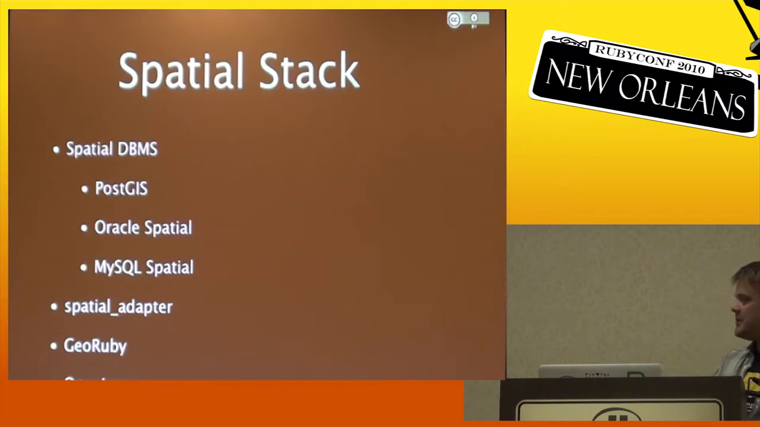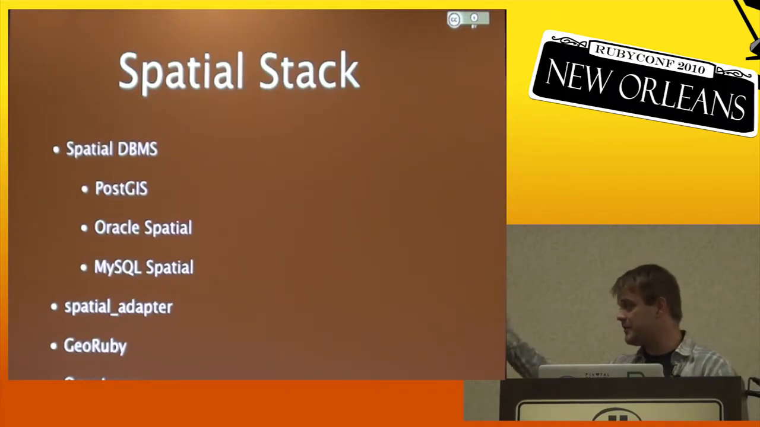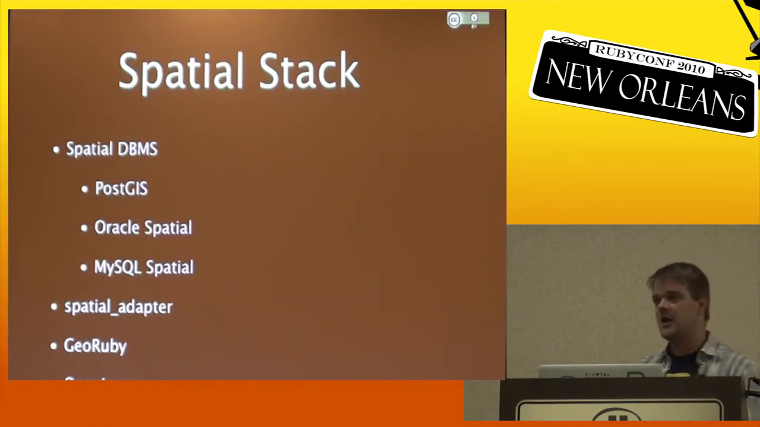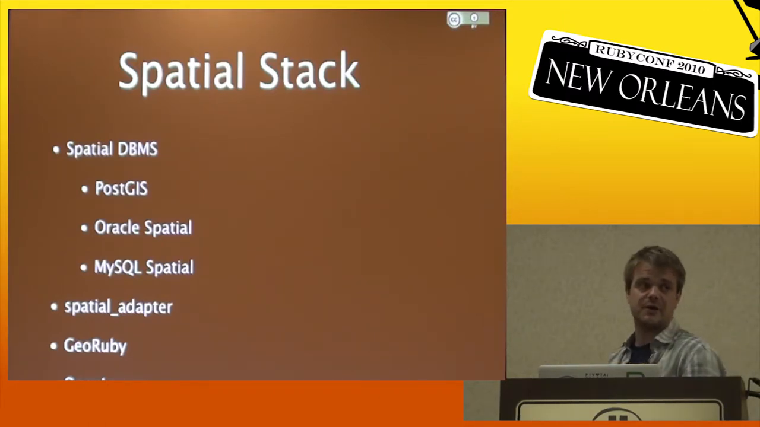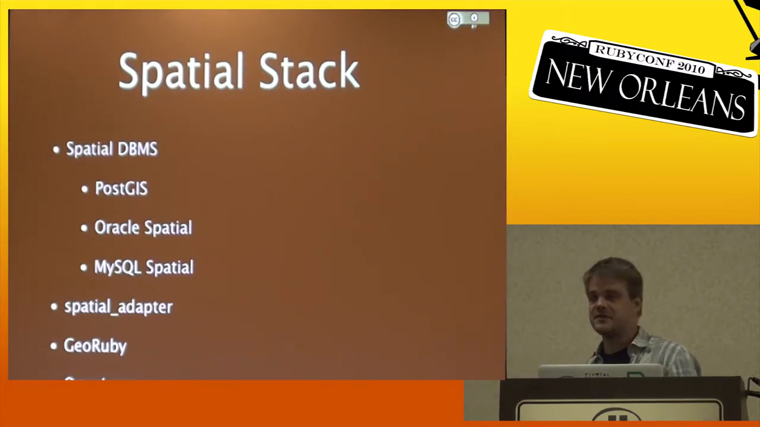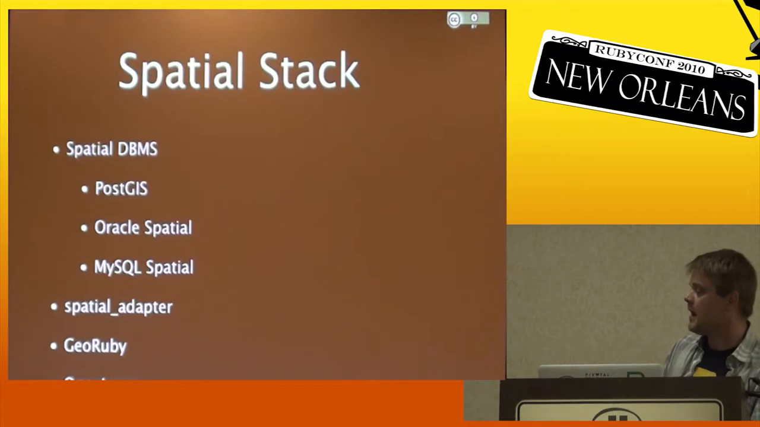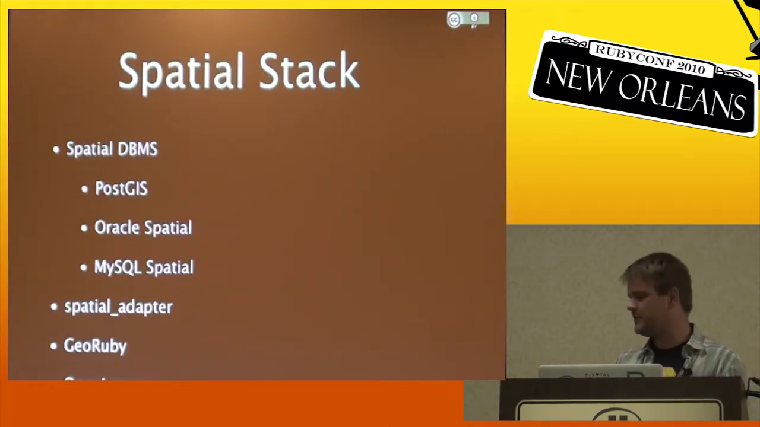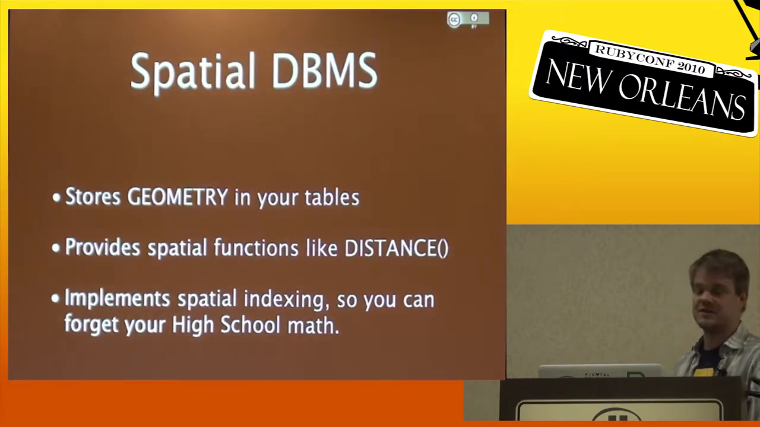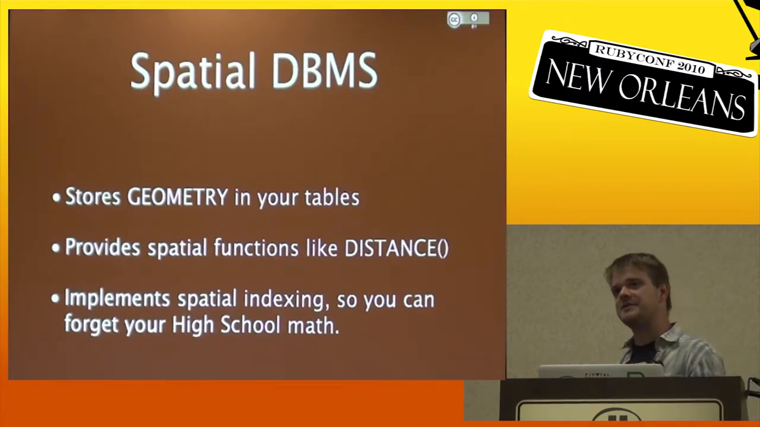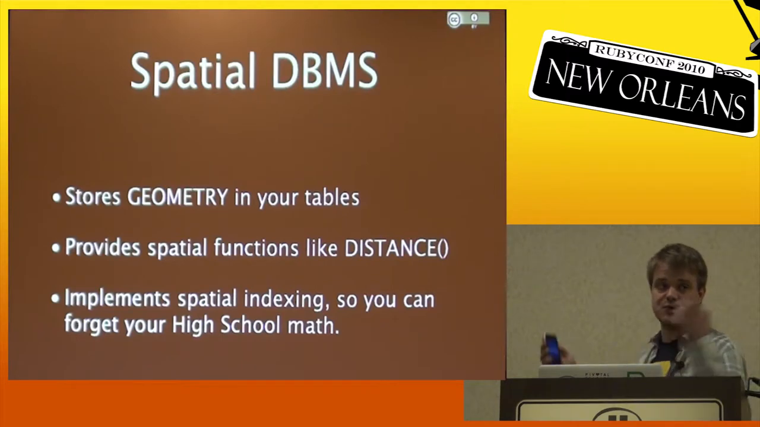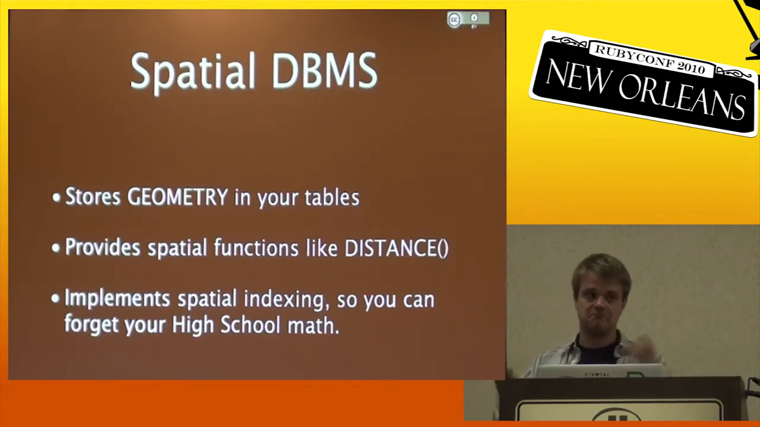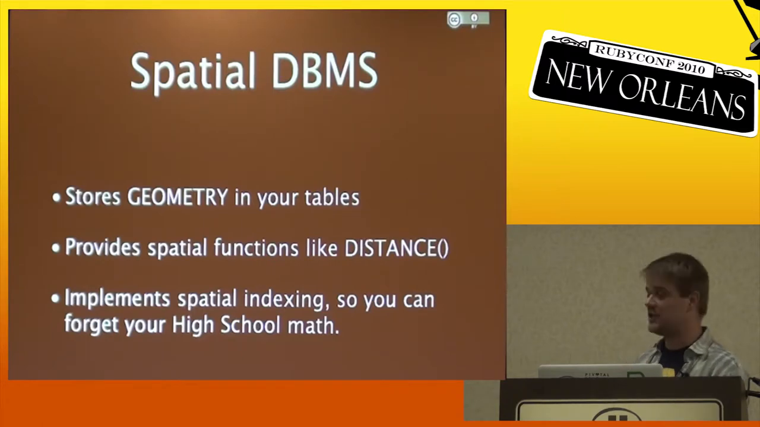If you're going to be storing data in a database, you need a spatial DBMS. Those are the three big ones, PostGIS, Oracle Spatial, and MySQL Spatial. SQLite also has a spatial extension as well. If you have your choice of picking any of these, I would say you should pick PostGIS. Spatial adapter, we'll go through a little bit later, and actually let me skip through and tell you what each one of these does in turn. The spatial DBMS is how you store coordinate data in your database. Instead of just ints and strings and things like that, it allows you to store the geometry data type in a column. And it also provides spatial functions like distance. So you can take two columns, throw them through the distance function, and get miles and kilometers as your results.